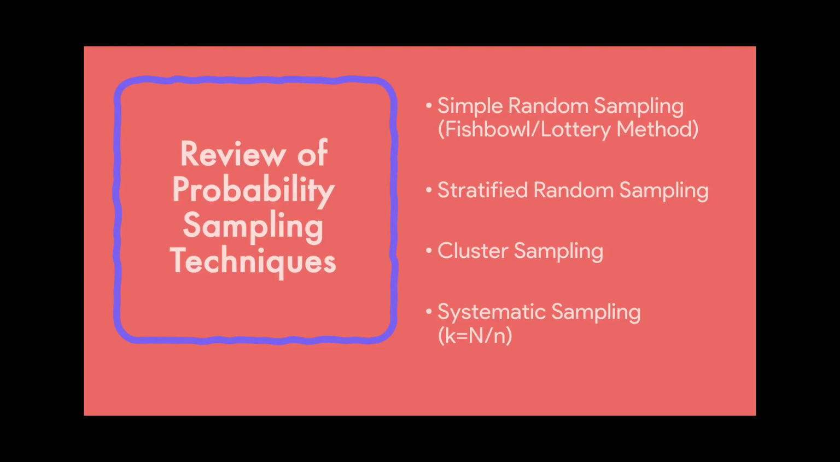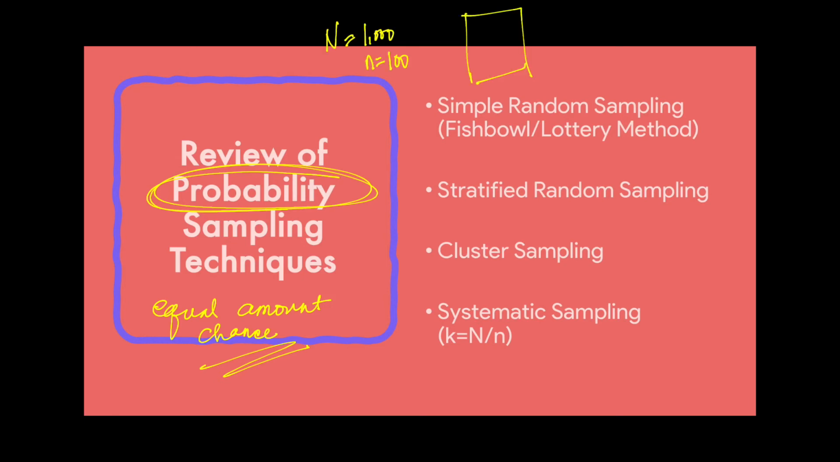Now, there are two types of sampling techniques. You probably have learned this before in your previous statistics classes. The first one is probability sampling technique. Under probability sampling technique, basically, these are all sampling techniques that leave an equal chance for everyone in the population to be selected in the sample. The first type of probability sampling is simple random sampling, or fishbowl or lottery method. For example, your total population is 1,000 and the sample that you need for your study is just 100. So how do you select the 100 from the 1,000?